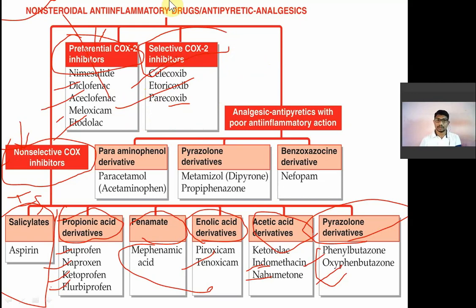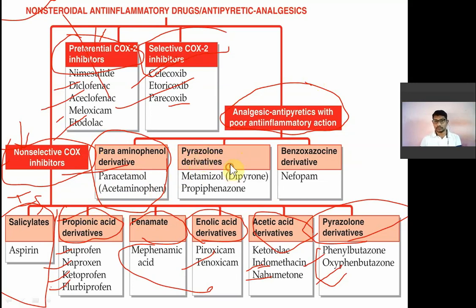This was the second, third, and now the fourth class is the analgesic antipyretic with poor anti-inflammatory action. These are also analgesic antipyretic drugs with poor anti-inflammatory action. मतलब ये ड्रग एनालिसिक होंगे, एंटीपायरेटिक होंगे, लेकिन एंटी इंफ्लेमेटरी एक्टिविटी उनको उतना नहीं है जितना होना चाहिए. In that you have the first class, para-aminophenol derivatives. In that you have paracetamol, which is also known as acetaminophen, then phenacetin. Another drug is known as phenacetin.